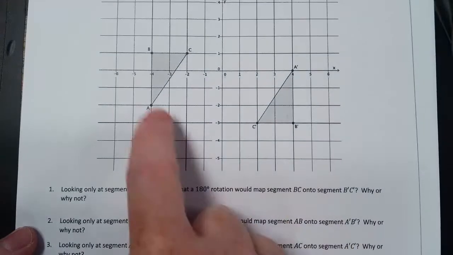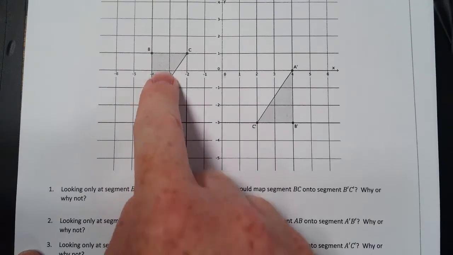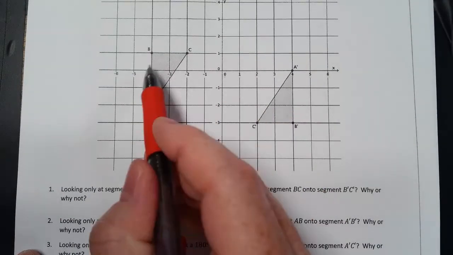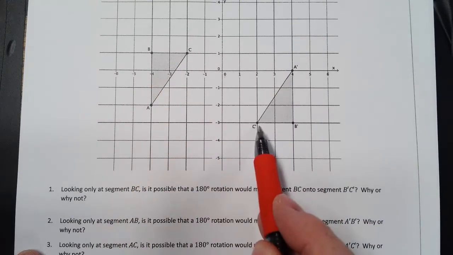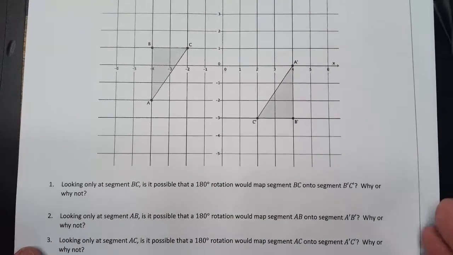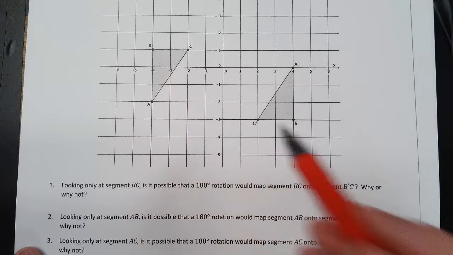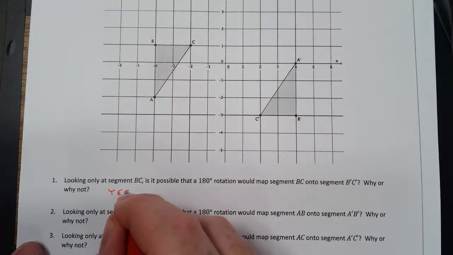What you're going to do is it gives you two figures, and it asks you a few times, does a 180 degree rotation map the original onto the image? So does BC after 180 degrees map onto B prime C prime? It means, can I rotate BC and make B prime C prime? And the answer is yes, it is possible.